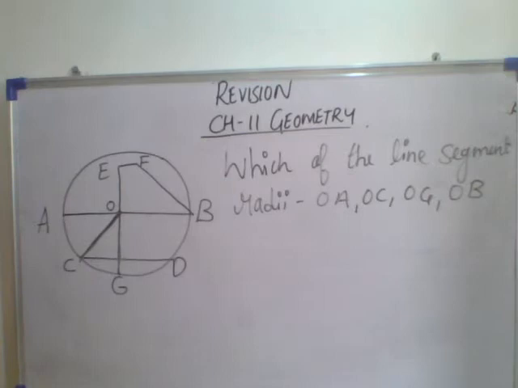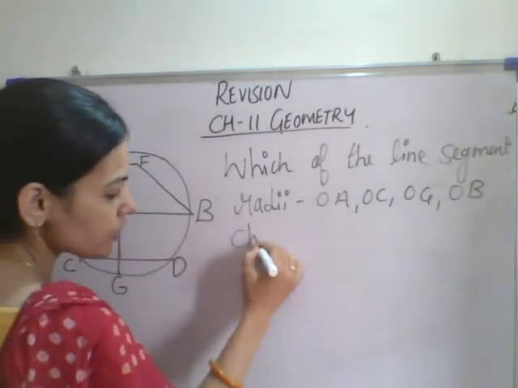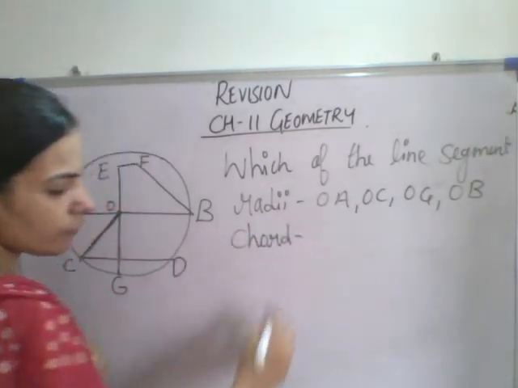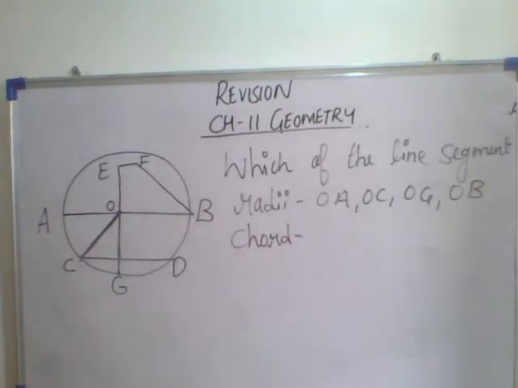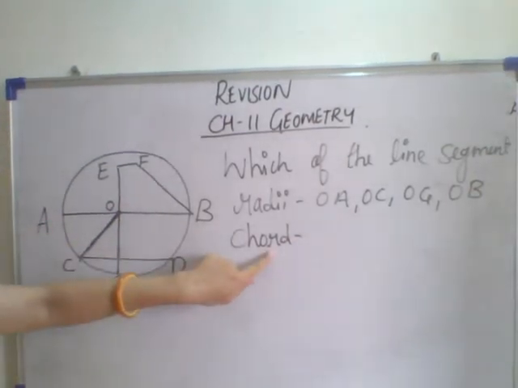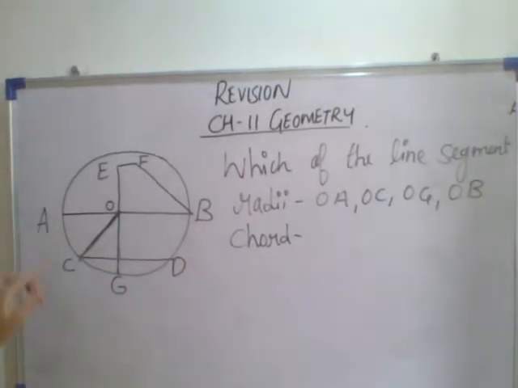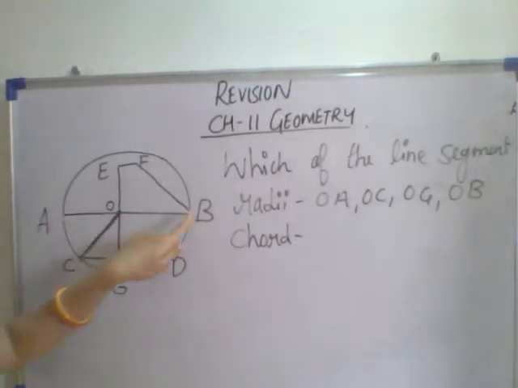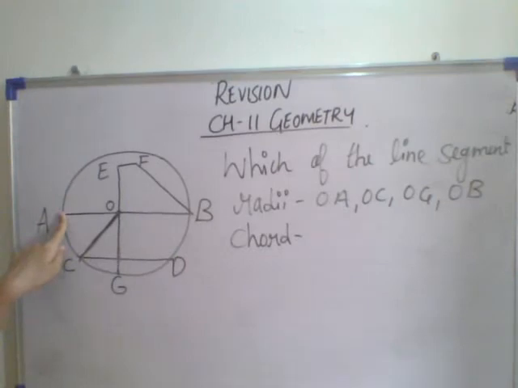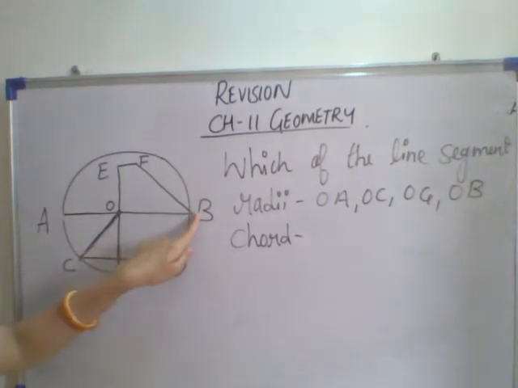Which of the line segments are chords? Next you have to tell the chords. So what are the chords? Those whose both ends lie on the circumference. Now see this A and B, both ends lie on the circle. Circumference means the boundary of the circle. A and B, both the points lying on the circle. Next is C and D, both the points are lying on the circle.